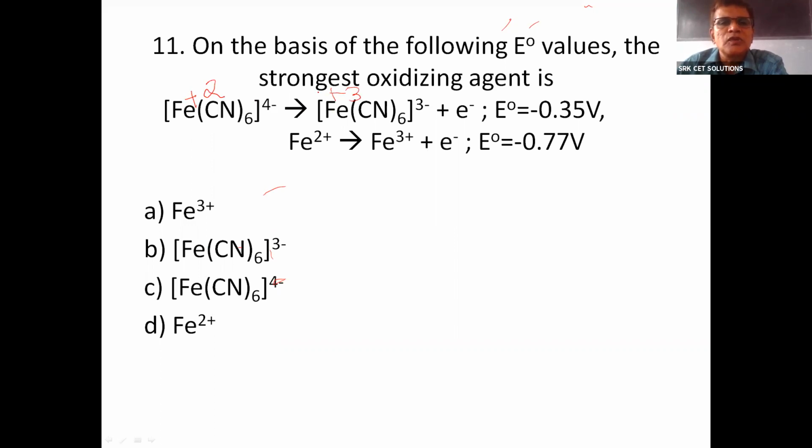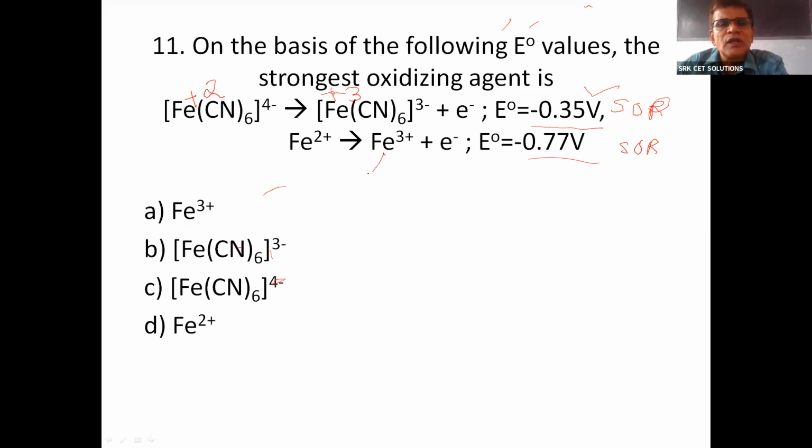What do you call this process? It is oxidation. This is oxidation potential, SOP. Let me write. Next, ferrous to ferric. This is also oxidation. This is SOP. Next, what is the idea? When SOP is higher, it means the tendency for oxidation is more. When SOP is lower, the tendency for oxidation is less.